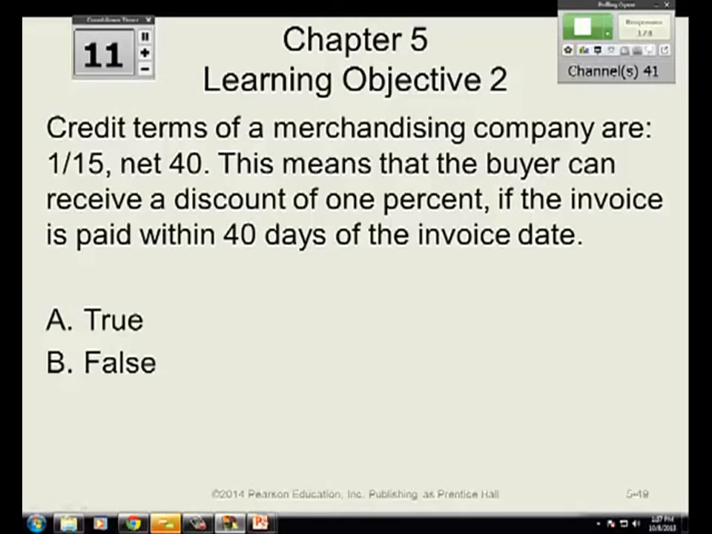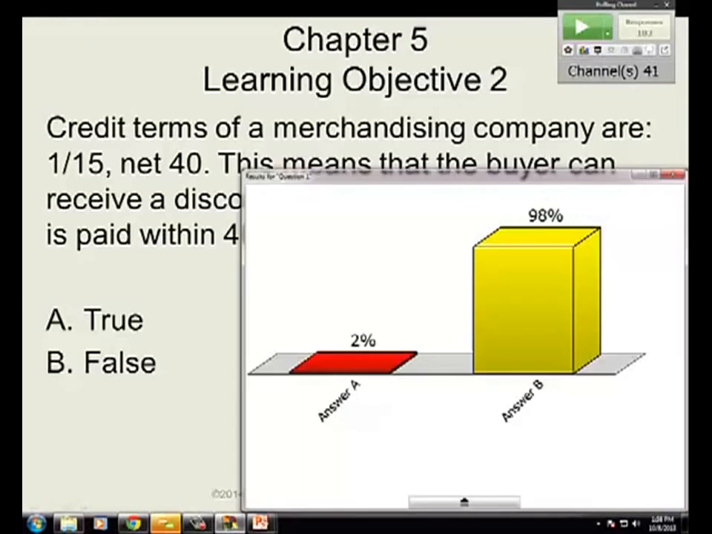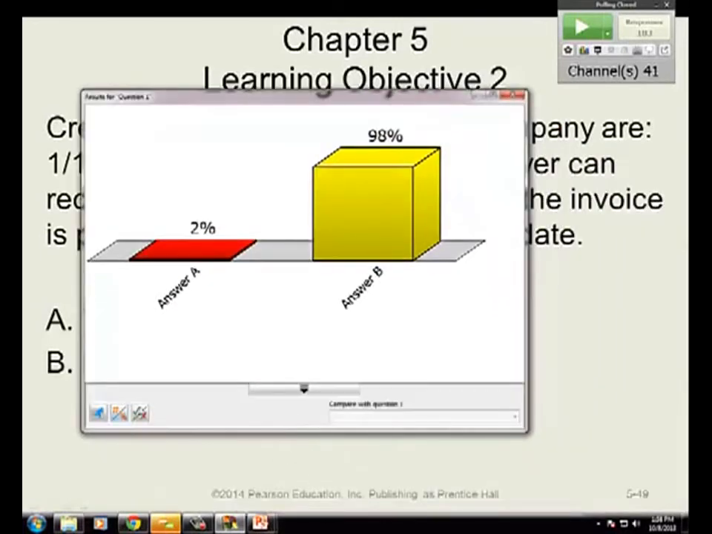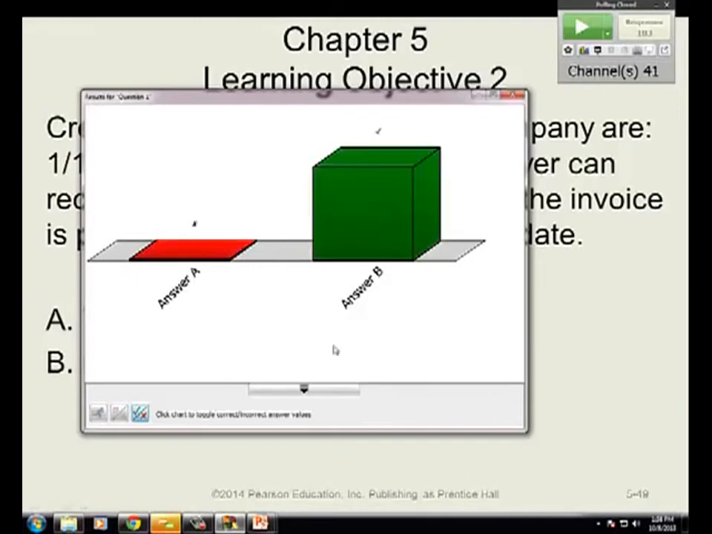Better get this one right. Everybody gets this one right. All right, so good. As suspected, almost everyone got it right. So again, problem with A is, well, first of all, it's false because you only get the discount if you pay it within 15 days. So if you're part of that 2%, make sure you know how to read terms of sale as well.